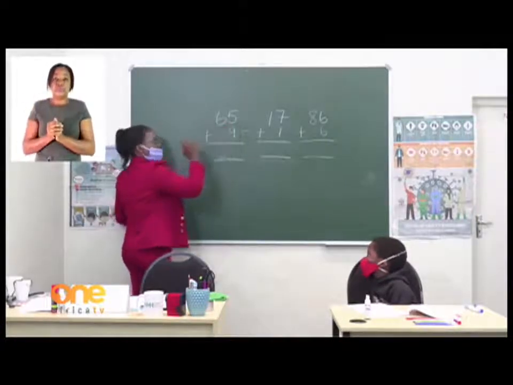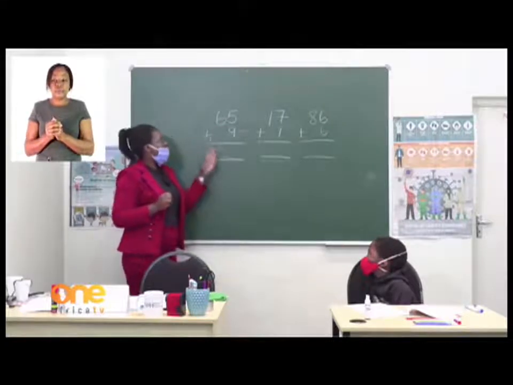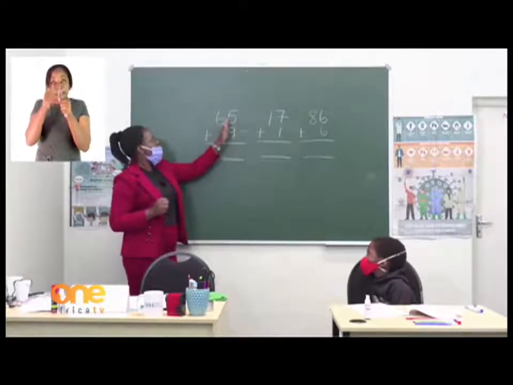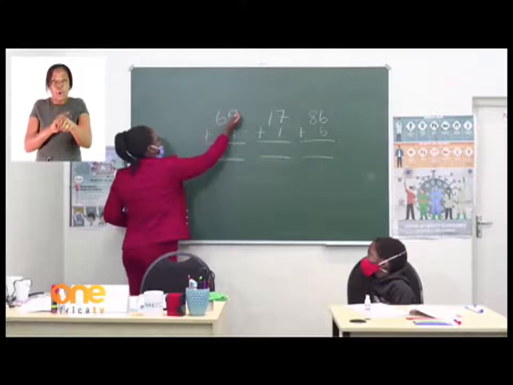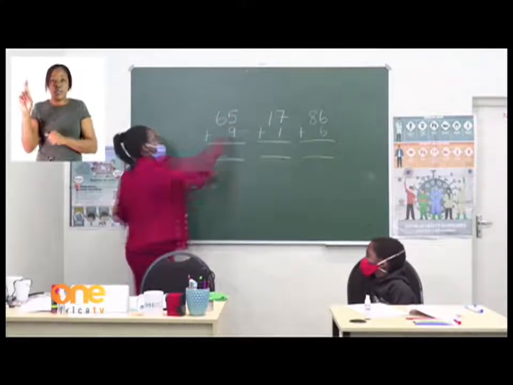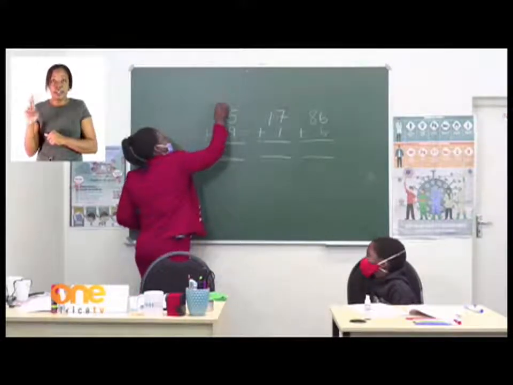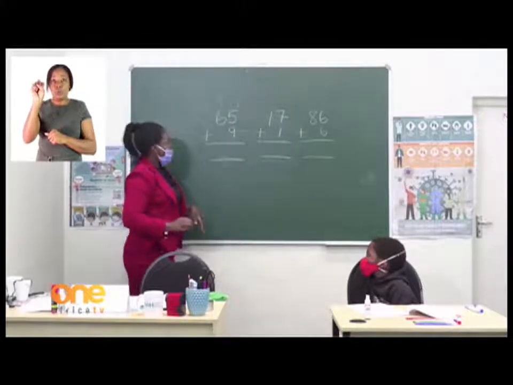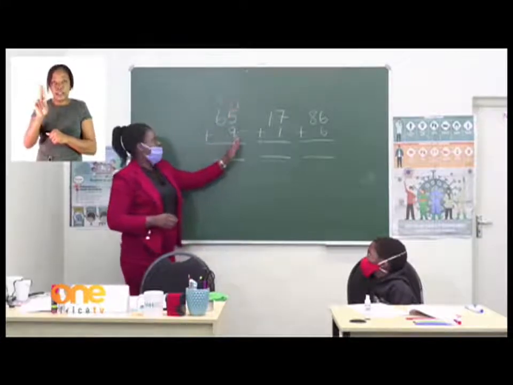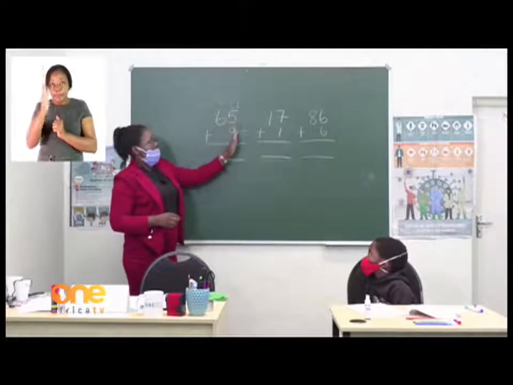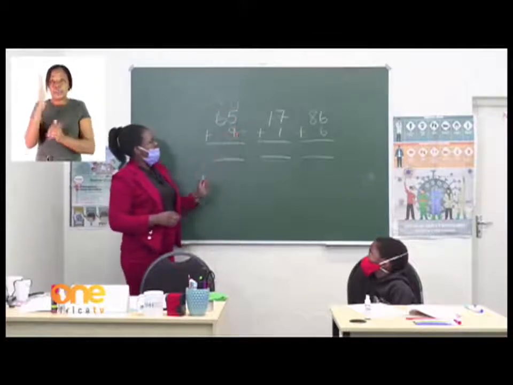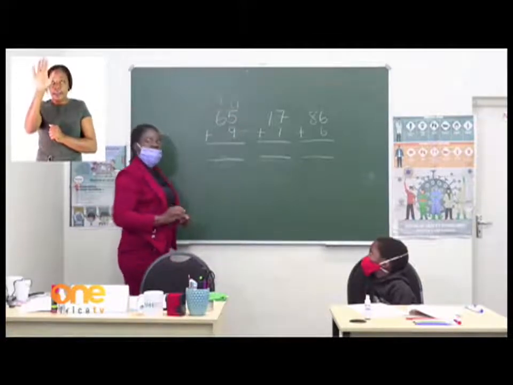Let's plus. Remember, whenever we are adding or whenever we are minusing, we have to start on our right side. Remember the place values? These are the units and those are the tens. So we have to start with the units first. So 5 plus 9, what will the answer be? So I'm going to use the sticks on the chalkboard.